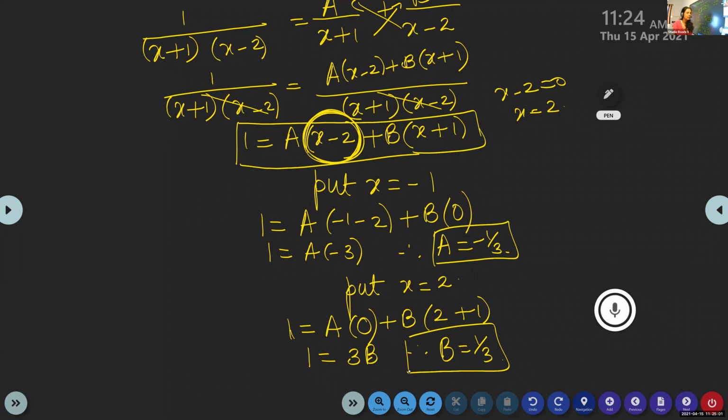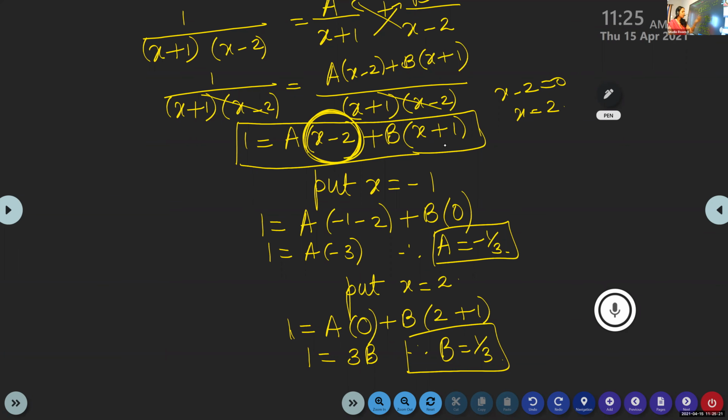How are we calculating these values of A and B? Is it clear? In order to find A, we assign some value for x so that the next term will become 0. So in order to find A, you make this term 0. x plus 1 is 0. So x is -1.